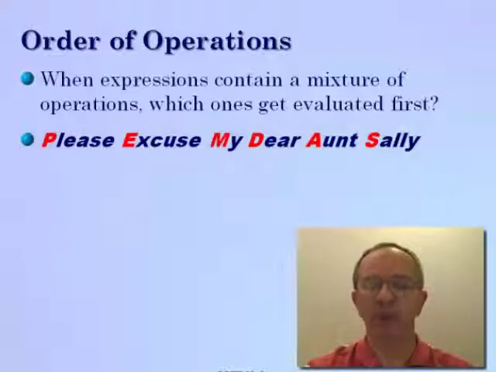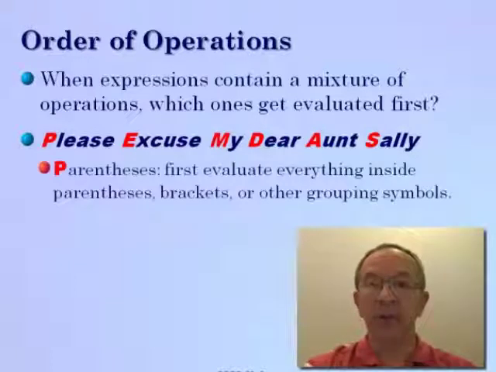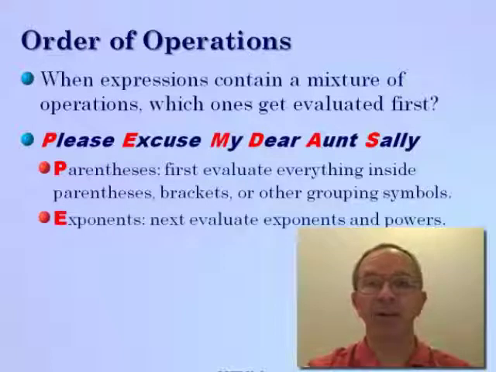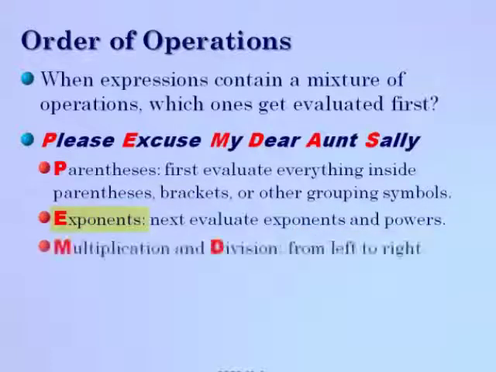right order of operations. The P in "please excuse my dear Aunt Sally" stands for parentheses. That is, first evaluate everything inside parentheses, brackets, or other grouping symbols. Next we have E for "excuse," which stands for exponents. Next evaluate exponents and powers.